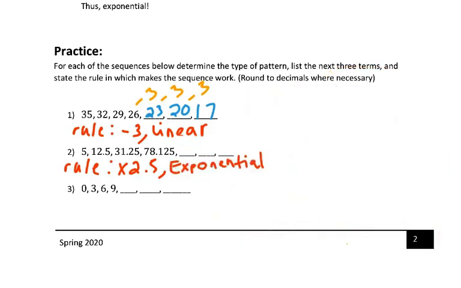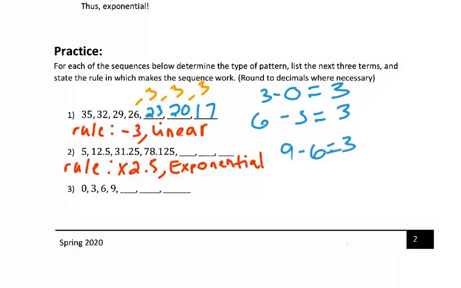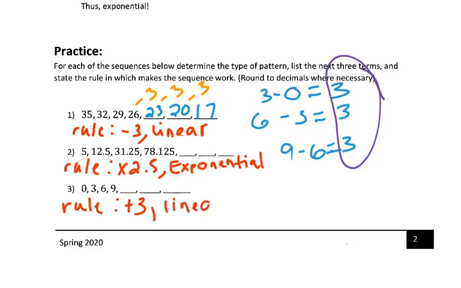All right, so let's check the third one. For number 3, we have 0, 3, 6, 9. So most of you can probably, just from practicing counting, do this in your head. But let's go through the exercise. So 3 minus 0 is 3. 6 minus 3 is 3. 9 minus 6 is 3. So since they are all the same number, this is linear. And so our rule is that we are adding by 3. And then because we're adding, it's linear.